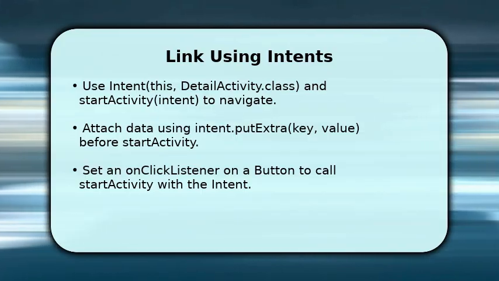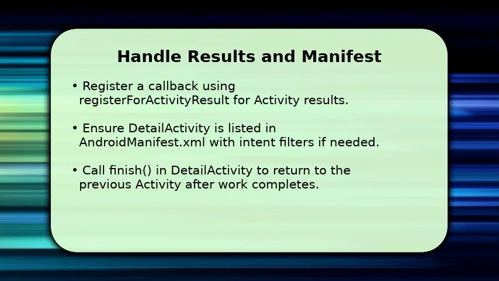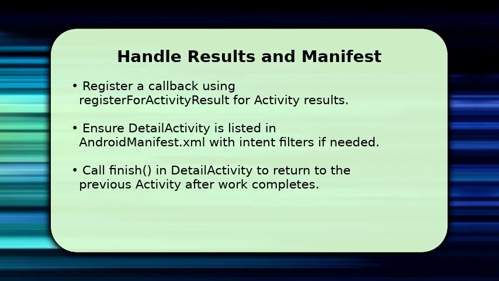For returning values, use registerForActivityResult with ActivityResultContracts. Start activity for result. Register the callback in main activity before launching the intent. In detail activity, set result data with setResult(RESULT_OK, returnIntent), and then call finish.